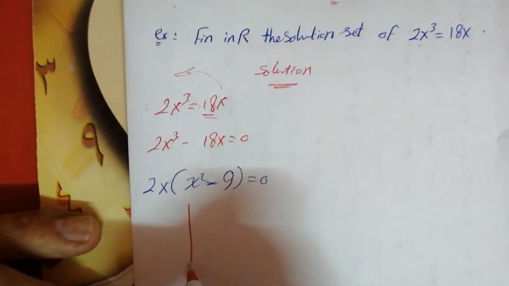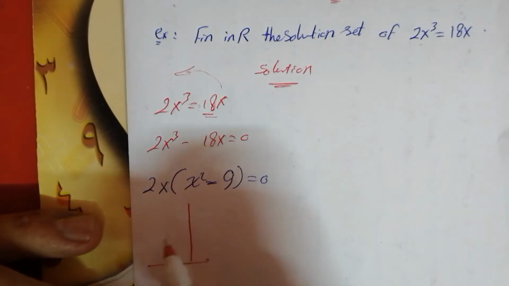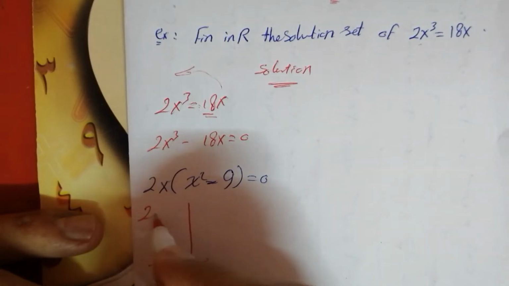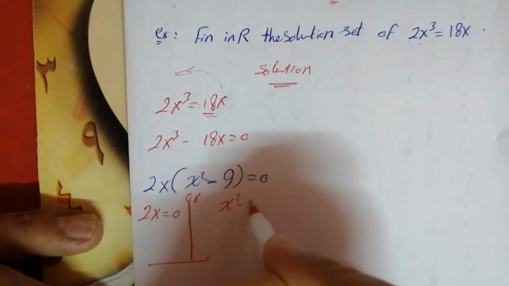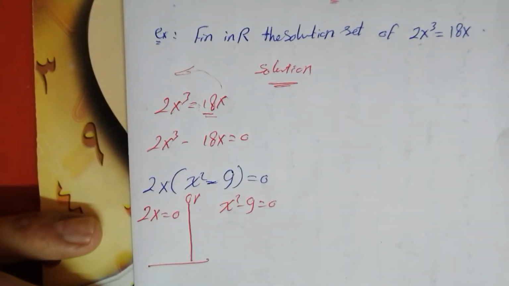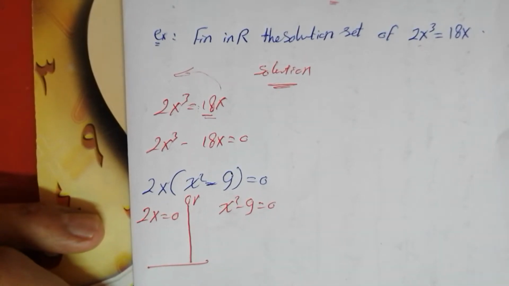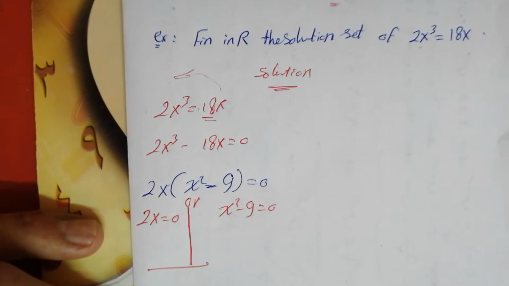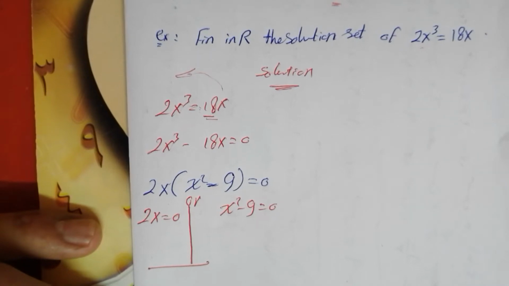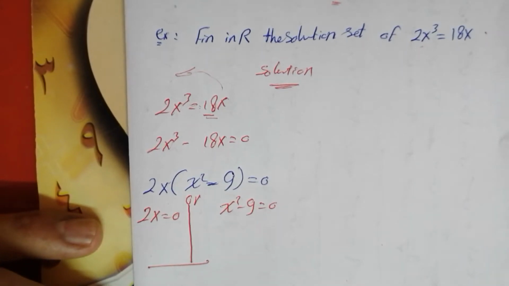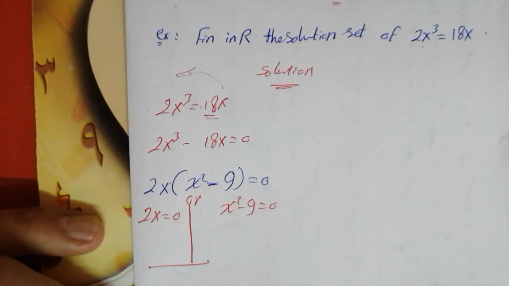So we have two choices. What are those two choices? Number one, 2x equals 0 or x power 2 minus 9 equals 0. Why? Because we have two things multiplied by each other and the result is 0. So maybe the first is 0 or maybe the second factor is 0. So we have the two probabilities.